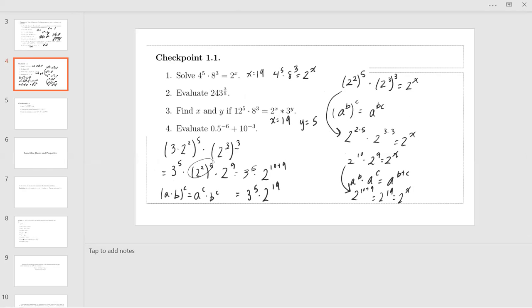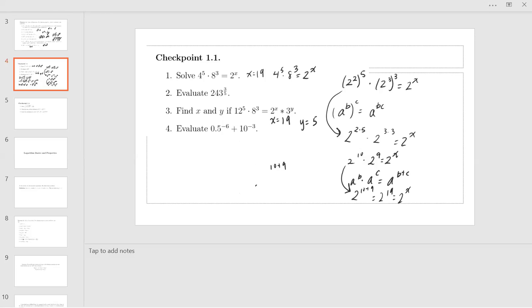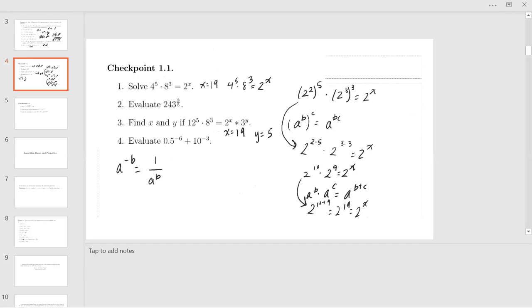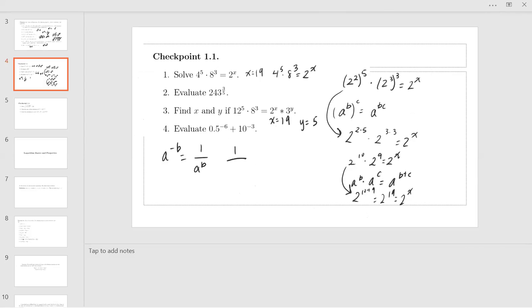Finally, we want to evaluate 0.5 to the negative 6 plus 10 to the negative 3. If you remember, when we have negative exponents, that's simply 1 over a to the b. So 0.5 to the negative 6 would be 1 over 0.5, which is 1/2, to the 6. And this is 1 over 1/64, because 2 to the 6 is 64. And this is 64.